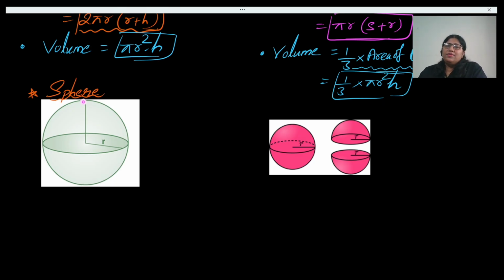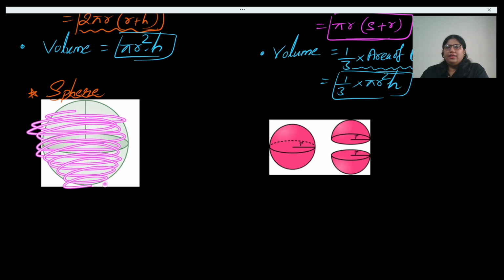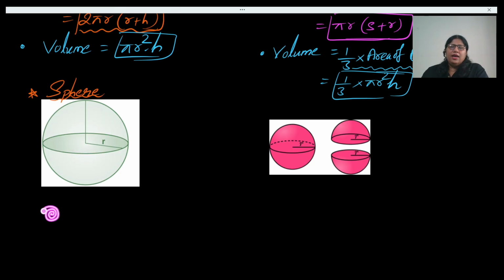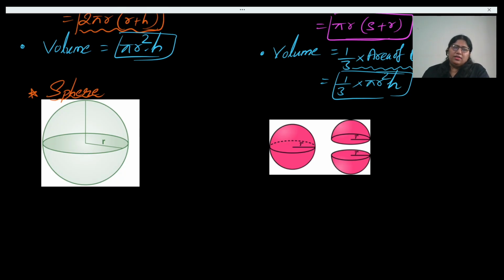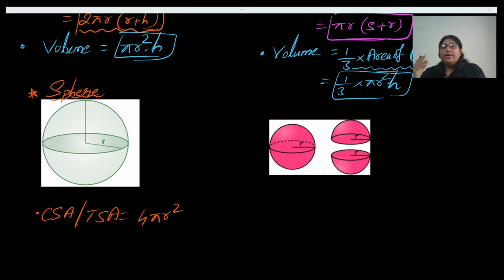The curved surface area and total surface area are the same thing. If I take a thread and put it around this sphere, and then take the same thread, you will see that it is going to fit into four circles of the same radius. So whether it's CSA or TSA, it is the same, which is 4 circle areas, meaning it will be 4 pi r square. So this is the way to remember.